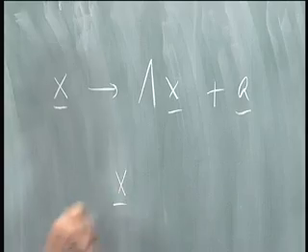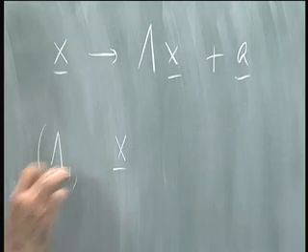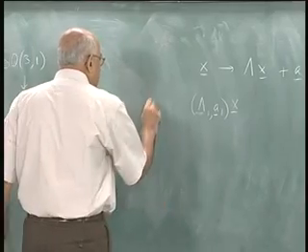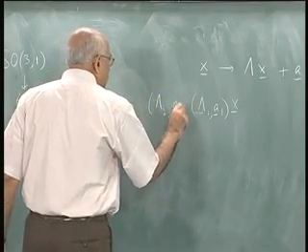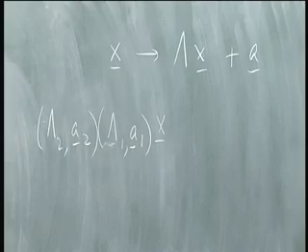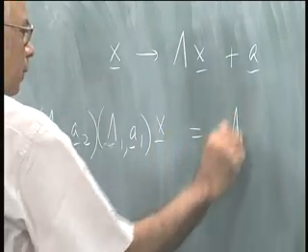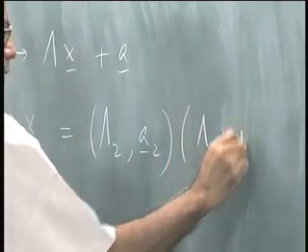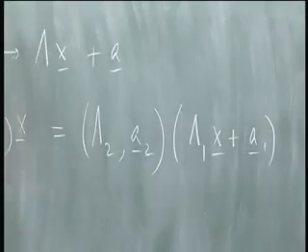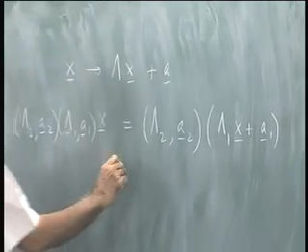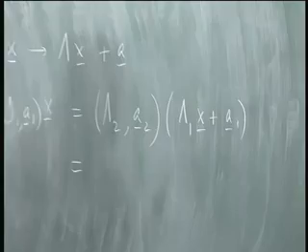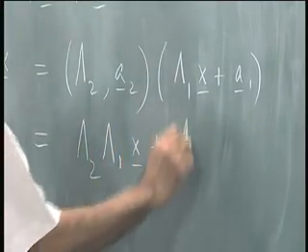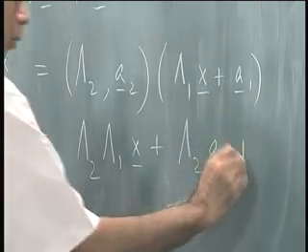So I start with an x and I apply lambda 1, a1 to it, and successively after that I apply lambda 2, a2 to it, and the question is what do I get at the end. This is equivalent to applying a2 on lambda 1 x plus a1. Then lambda 2 is applied to that. So this is equal to lambda 2 lambda 1 x plus lambda 2 a1 plus a2.